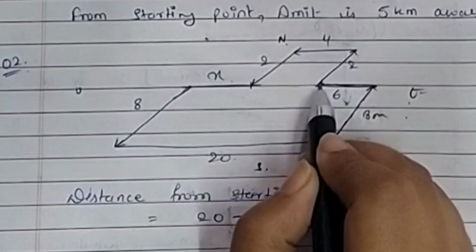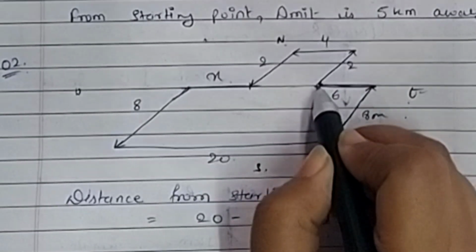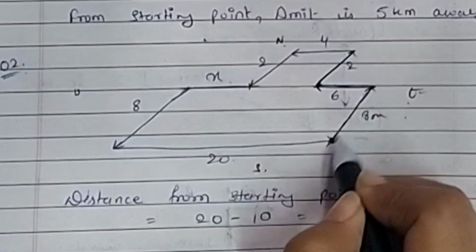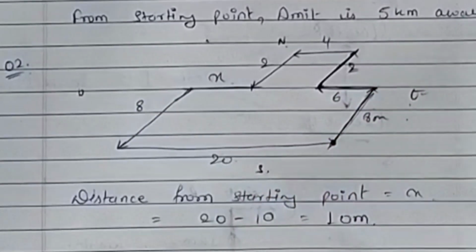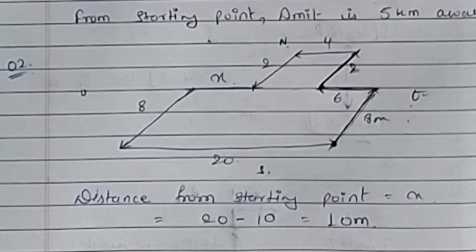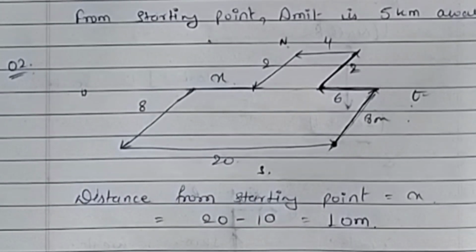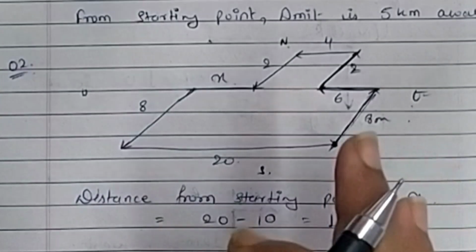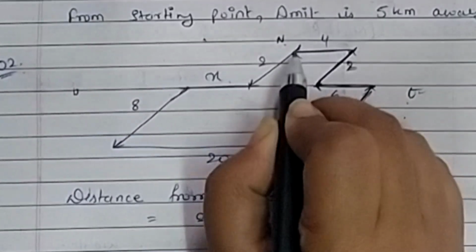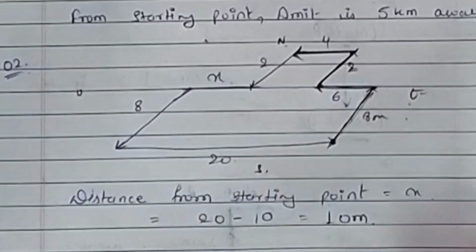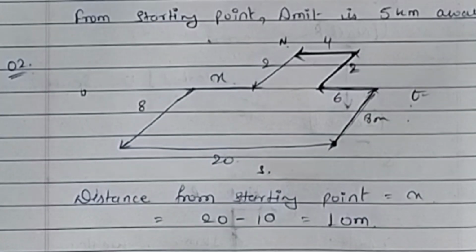So again from this point he moved in the northeast direction, which is parallel to this one. He took the northeast direction again and cycled for 2 meters. After that he moved a distance of 4 meters in the west direction. In the west direction he again traveled for 4 meters.